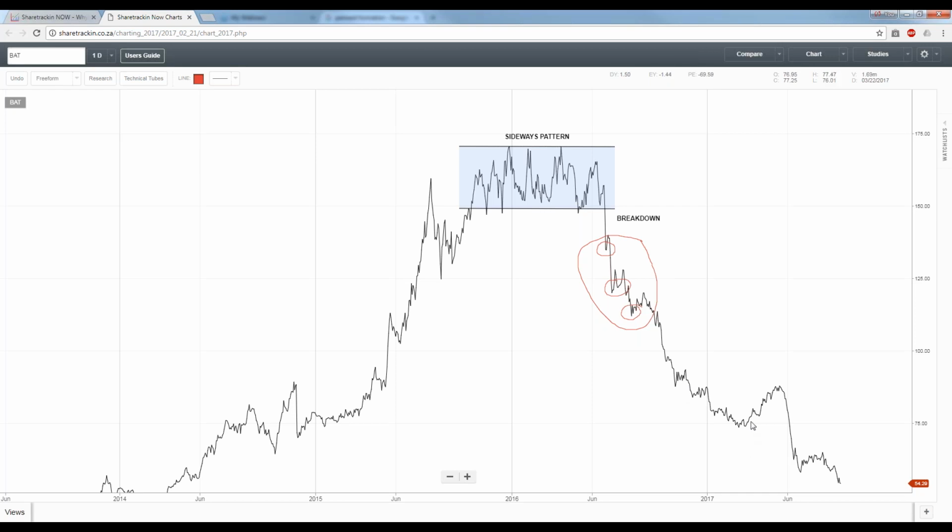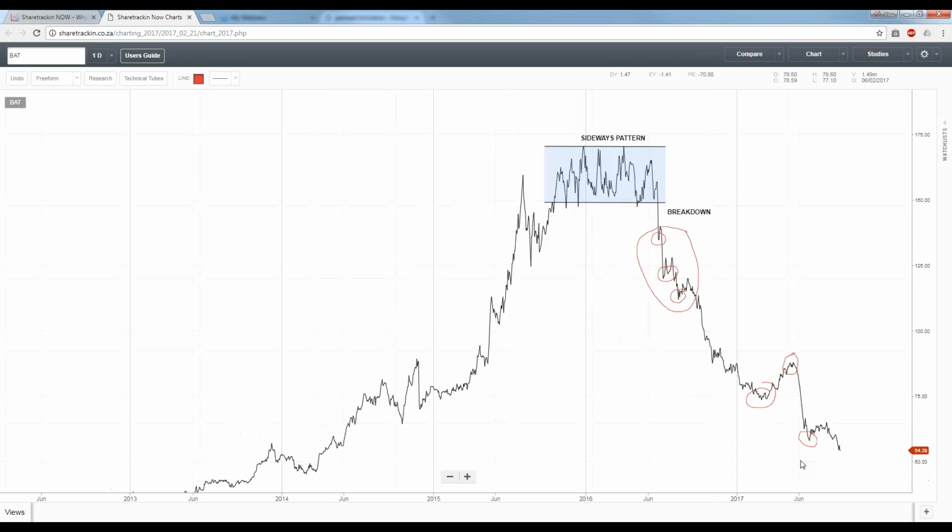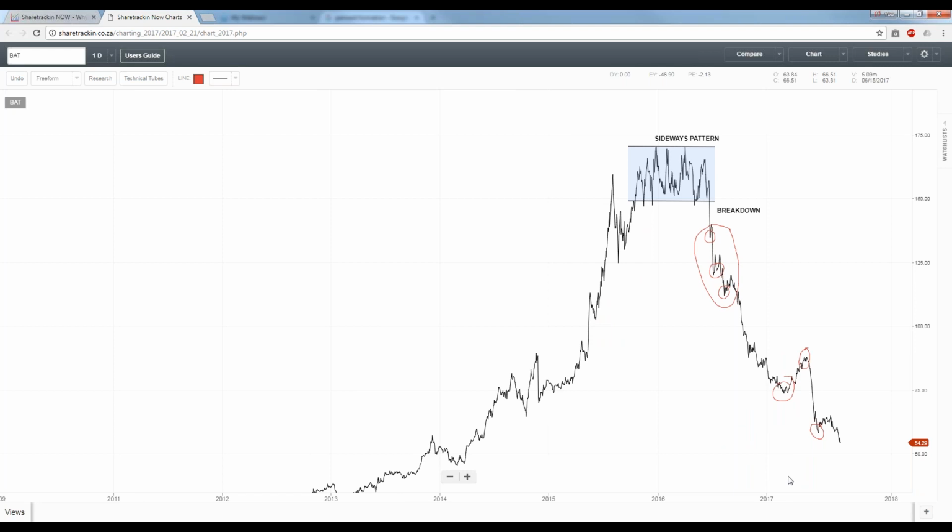And then the markets went all the way down, and it touched in the region of about 75 Rand per share, which was a really good support level. Then the markets reacted to that and started to go up. But then there was a sell-off again on the share price, and it went all the way down. It then tested the next level, which was down here. And we can clearly see that the market is not done yet.